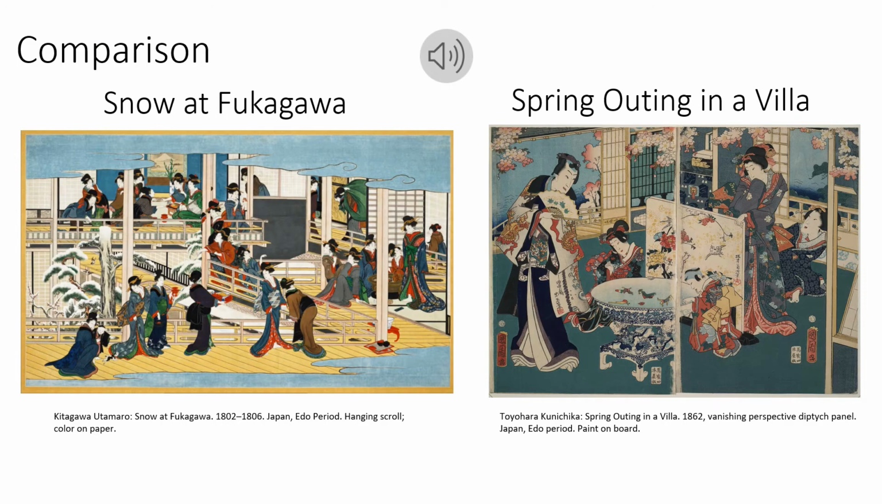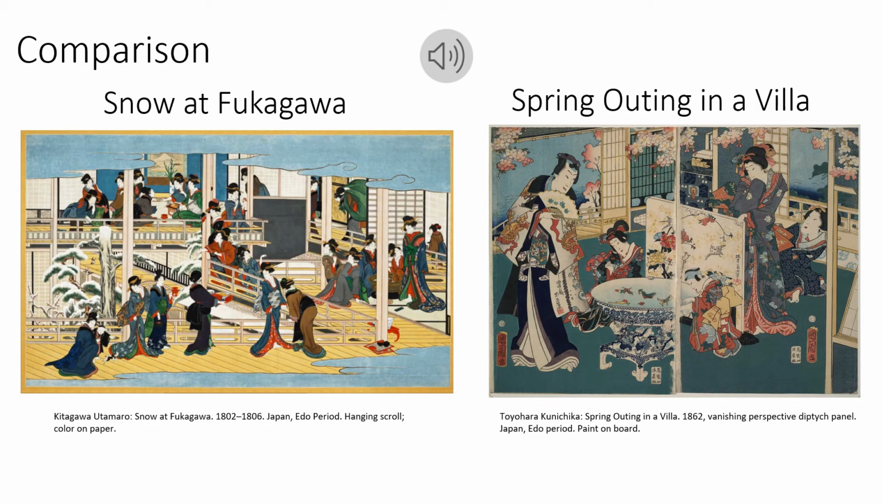Here we have our comparison piece, Kitagawa Utamaro's Snow at Fukagawa, a hanging scroll made in 1802 Japan, Edo period. There are noticeable differences between these pieces. Snow at Fukagawa is made from one panel, and the piece also appears to be an open outside setting, as noted by the clouds and the snow-covered trees. The tree also indicates that this must be a winter season.